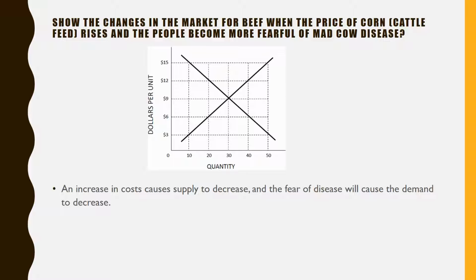Okay, show the changes in the market for beef when the price of corn, which is a cattle feed, rises and the people become more fearful of mad cow disease. And so we're going to show this right here on the graph. An increase in cost causes the supply to decrease, and the fear of the disease will cause demand to decrease. Okay, so we're going to draw, here's our demand curve. We're going to shift it in. We're afraid of mad cow. And then our supply, we're going to draw a shift in here because of our increase in costs. So we're going to have a situation where we're not selling nearly as much beef at this time.